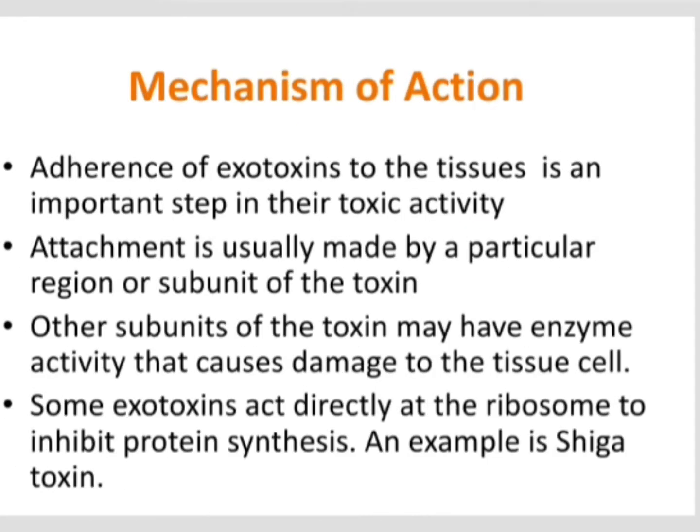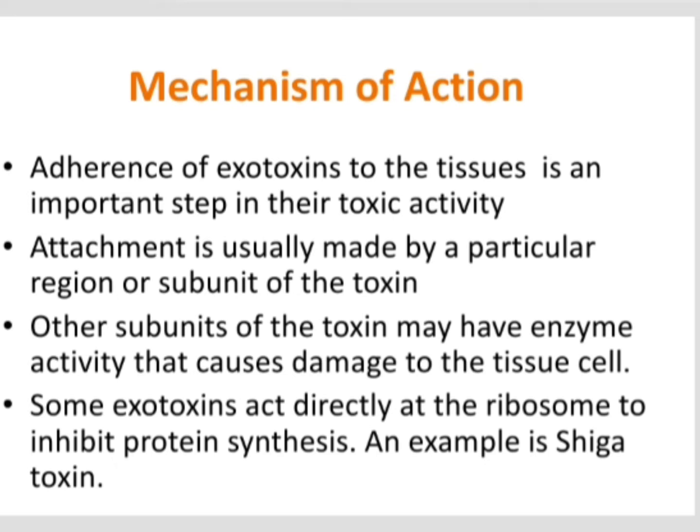Then the general mechanism of action of toxins. Adherence of exotoxins to the tissue is an important step in their toxic activity. Attachment is usually made by a particular region or subunit of the toxin. Other subunits of the toxin may have enzyme activity that causes damage to the cell. Some exotoxins act directly at the ribosome to inhibit protein synthesis. An example is Shiga toxin.